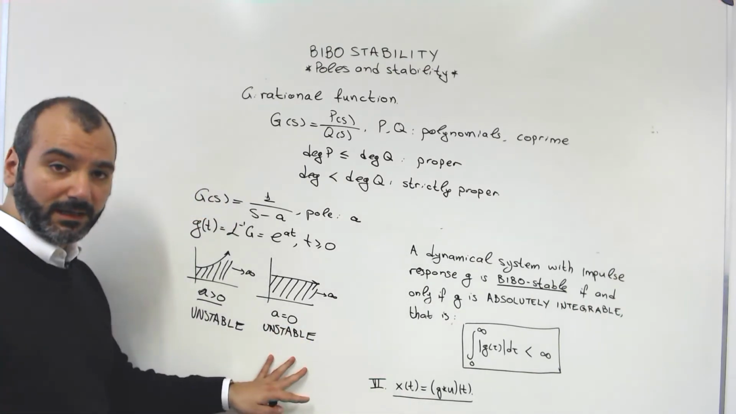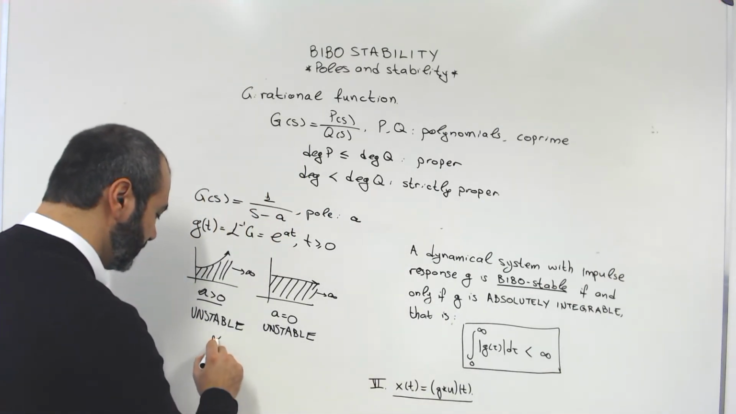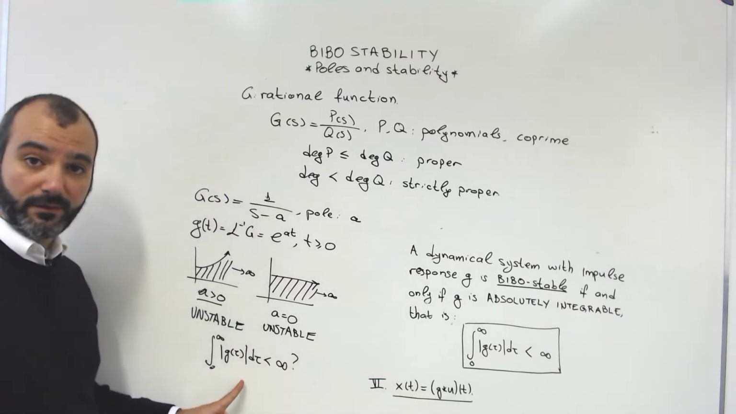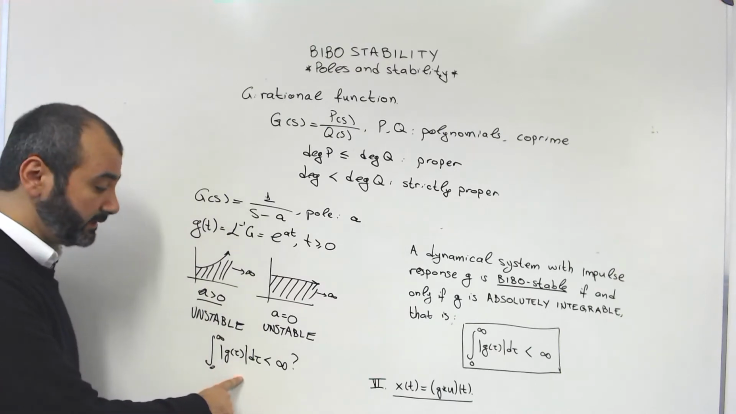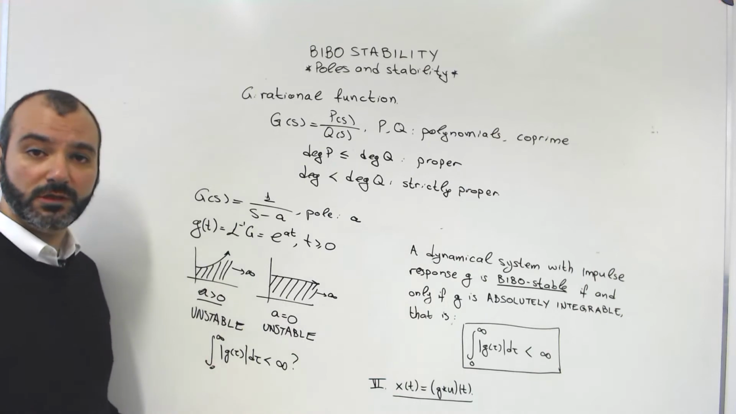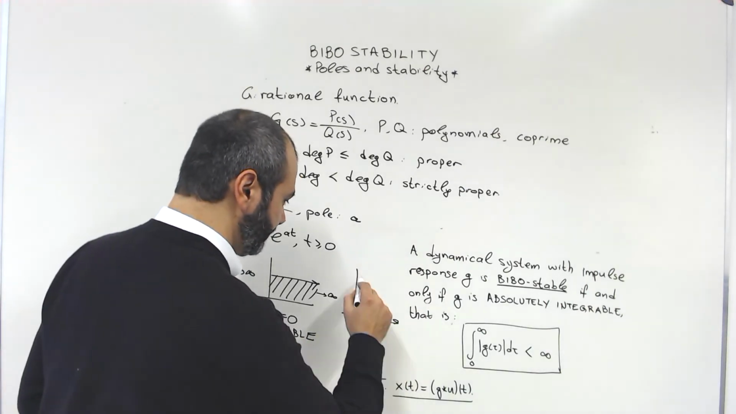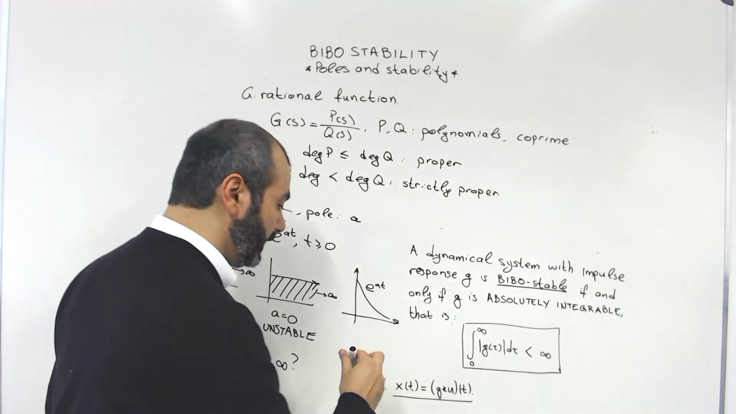Just to be very clear, what we're doing here is that we're asking whether this integral from 0 to infinity holds. But for this to hold, it is absolutely necessary that g goes to 0. If it doesn't, this is for sure not convergent. Now the third case is e to the at, where a is negative.